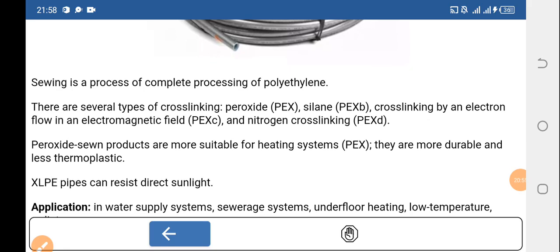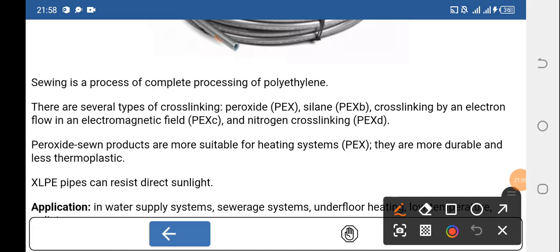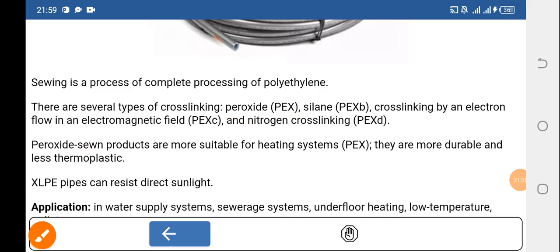Peroxide products are more suitable for heating systems, PEX. So when you look at the peroxide, this one on top, the peroxide products are more suitable for heating systems. They are more durable and less thermoplastic, meaning that it is not possible that we can weld this pipe, in short, maybe adding glue. No, it's not.